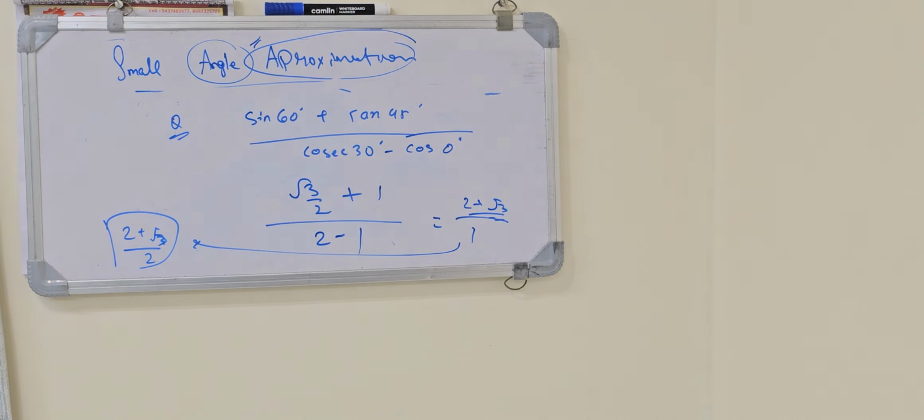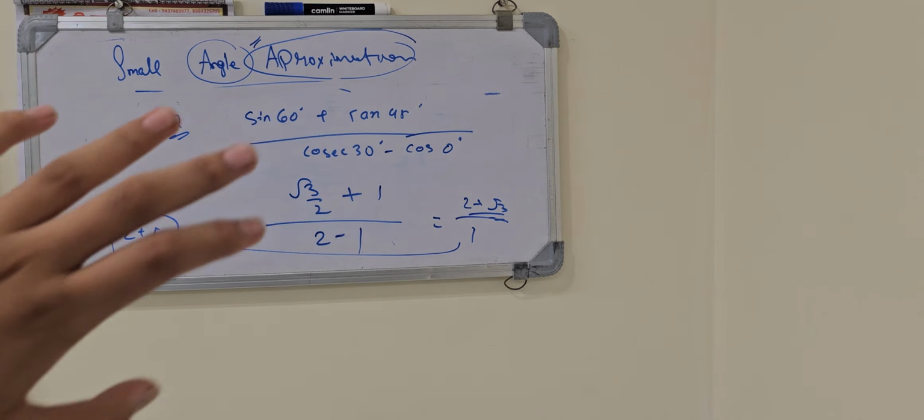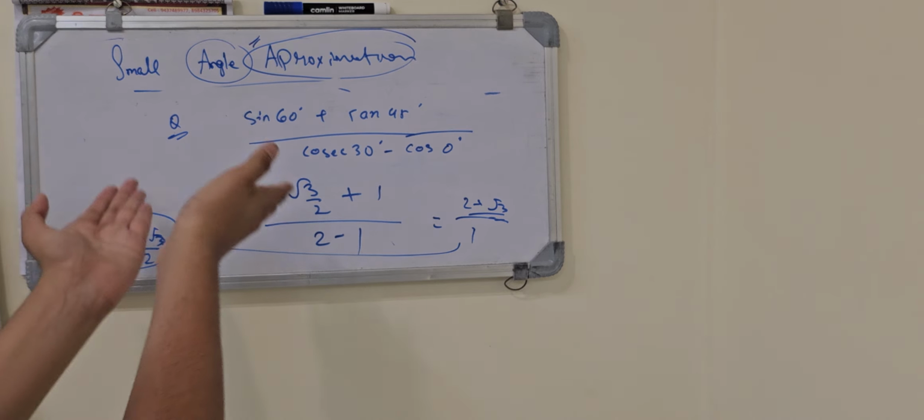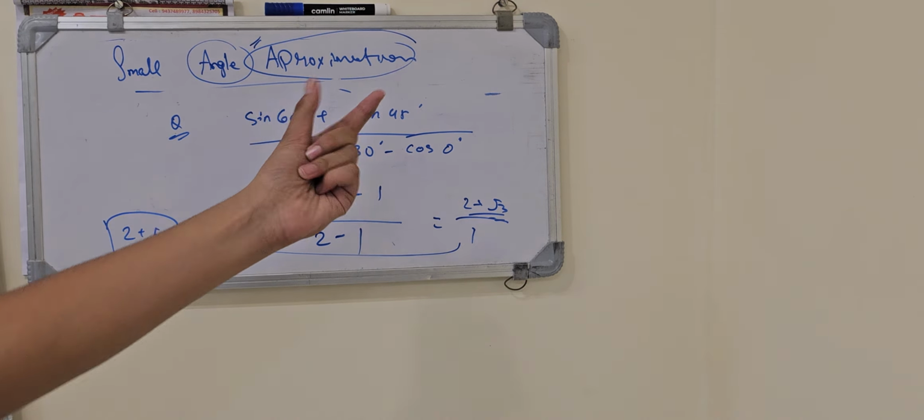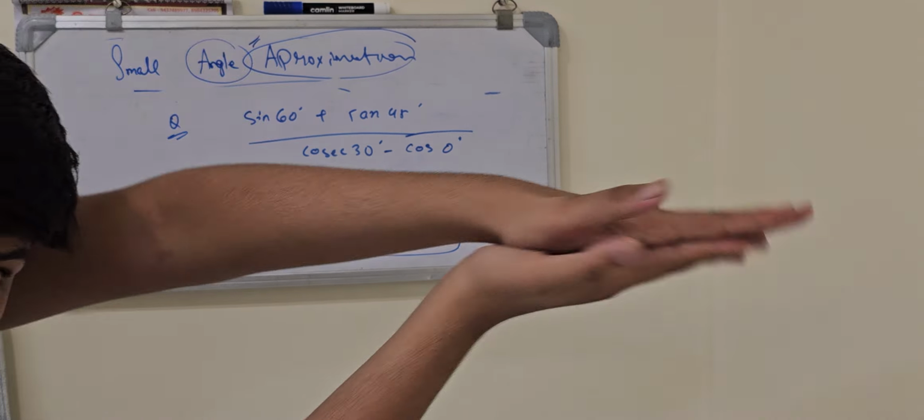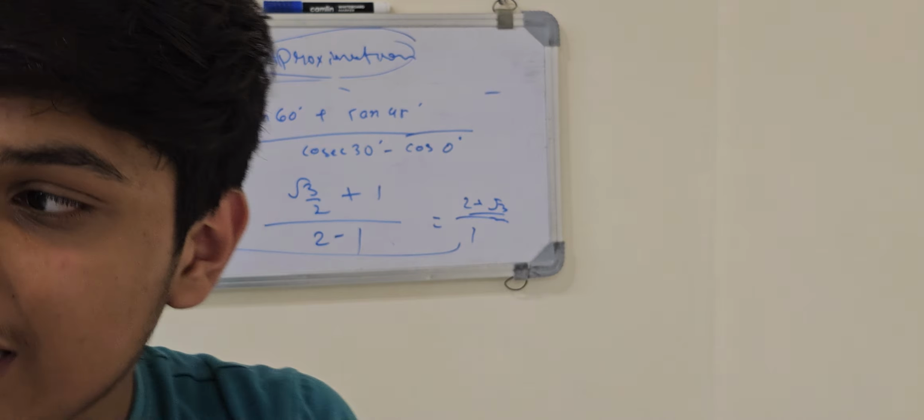It's a 32 lecture video, so don't worry. All the concepts I cleared you about small angle approximation with smaller angles. If you only talk about 1 degree, 2 degree, like that.